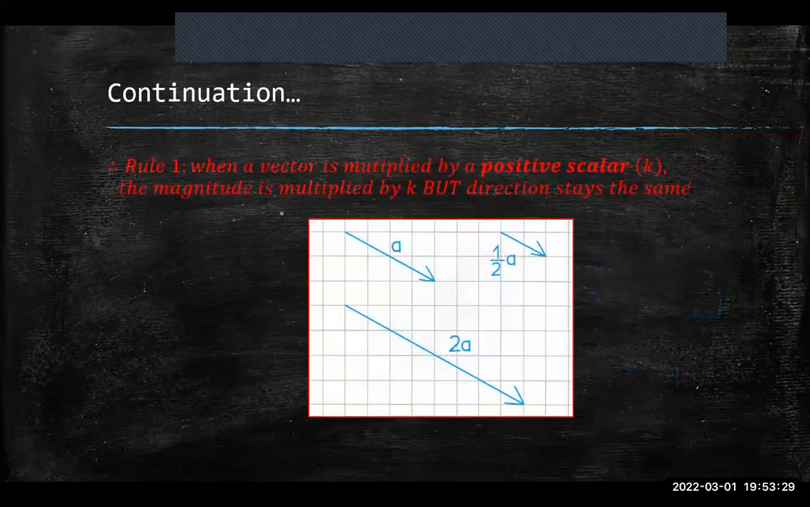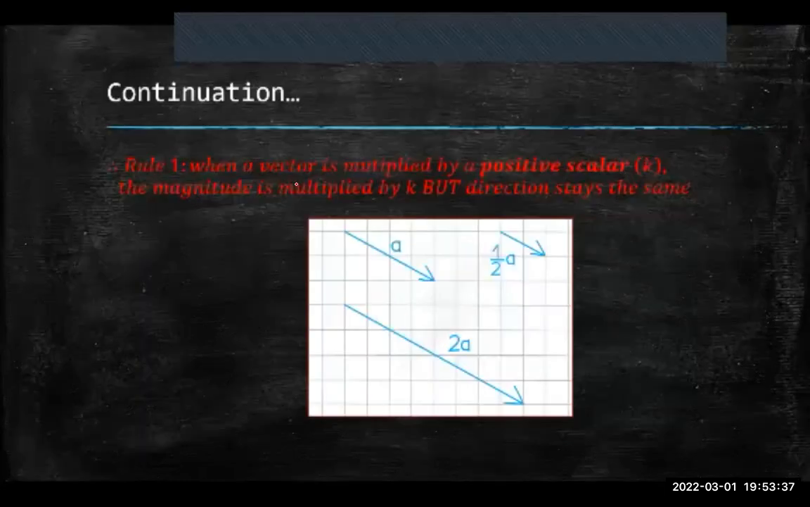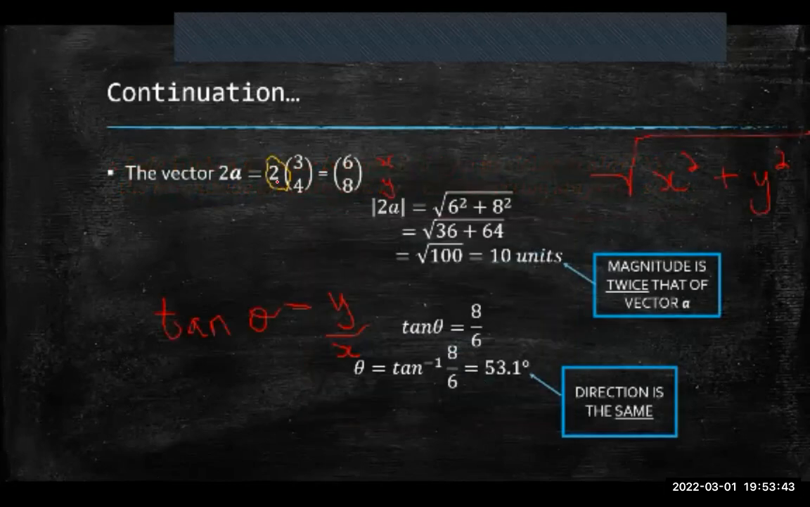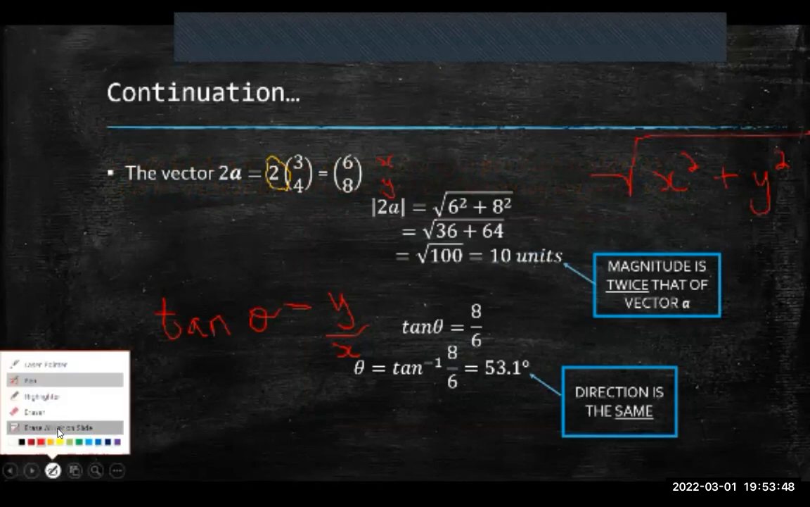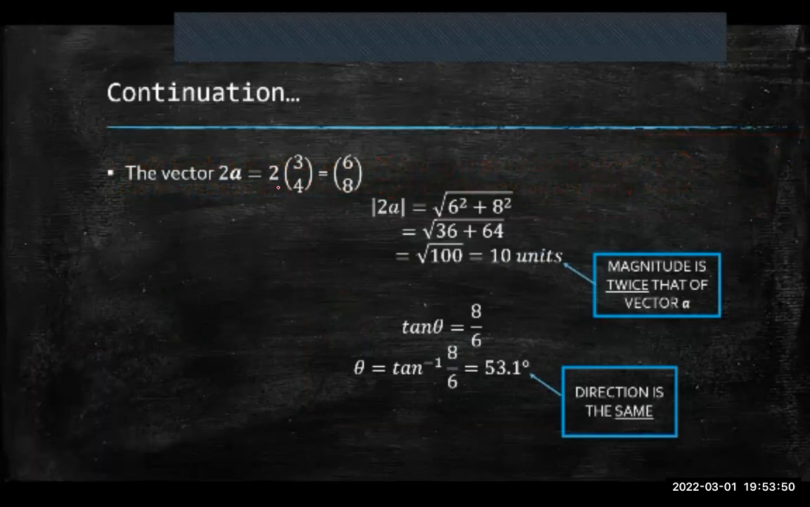So what exactly can we conclude from all this? Well, when a vector is multiplied by a positive scalar value, the magnitude is multiplied by k. K is the number, right? So in this case, 2. I said 2 is the scalar value. So whatever number we multiply the vector by, that's the scalar value.